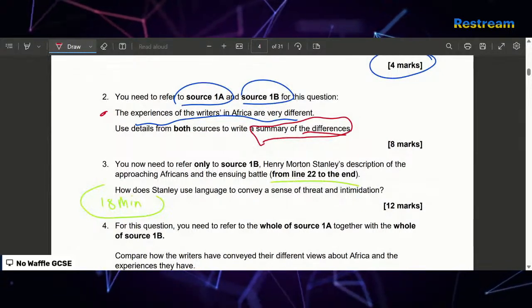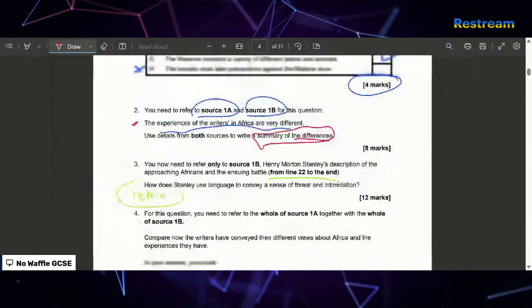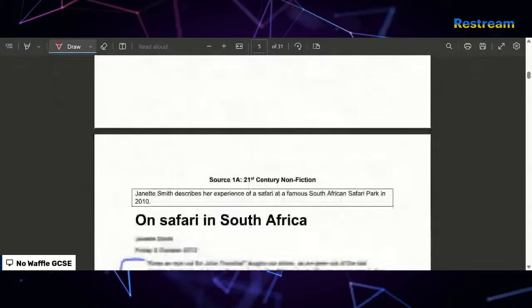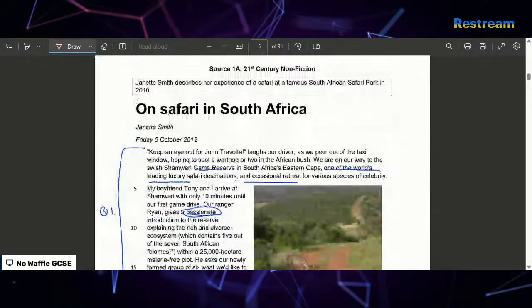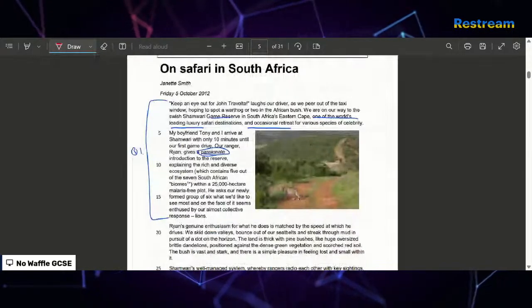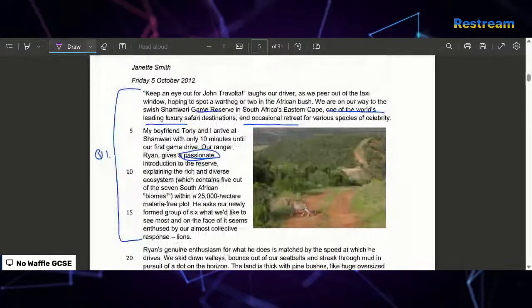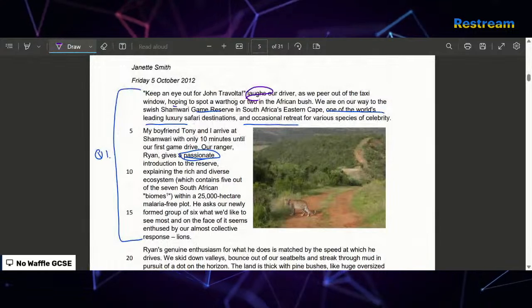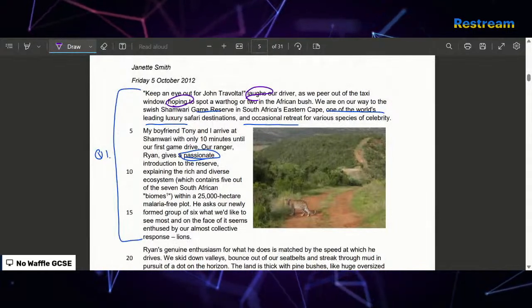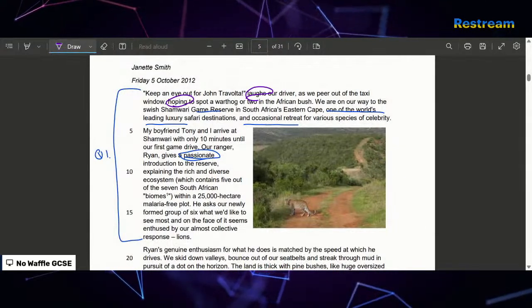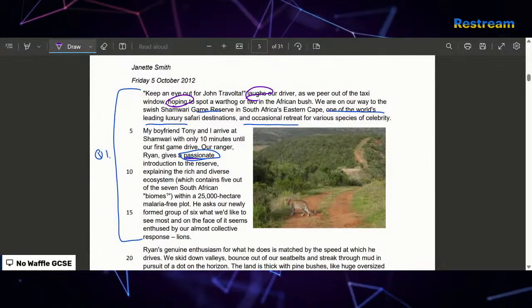So let's actually try and answer this, or at least get some points for it. The writer's experiences in Africa, how are they different? I would definitely recommend going through this chronologically. That's definitely an easier way to do this. So, firstly, what do we notice? Keep an eye out for John Travolta laughs, our driver laughs. We've got this idea of laughing, hoping, they arrive early, the passionate, the rich and diverse.